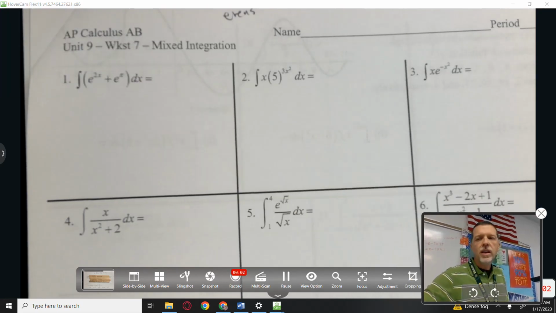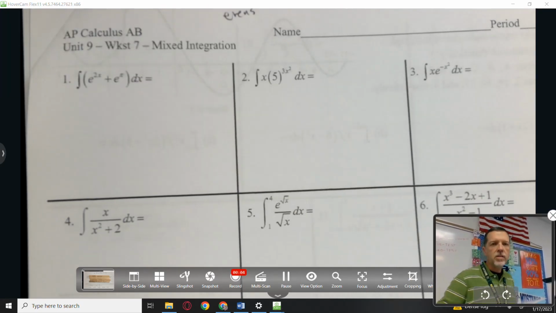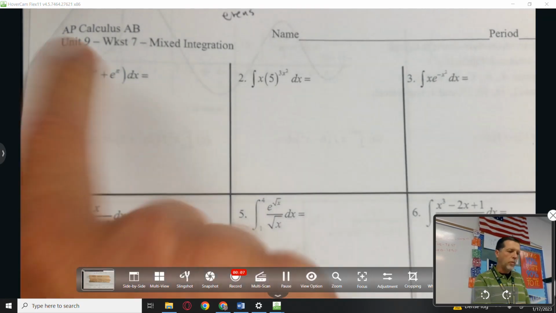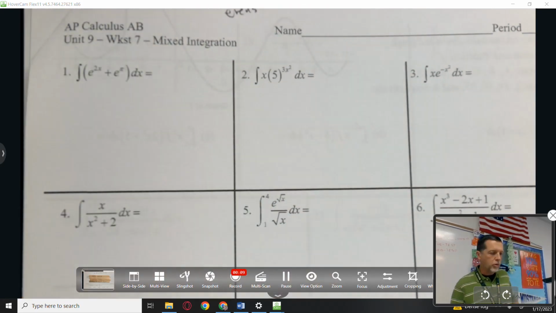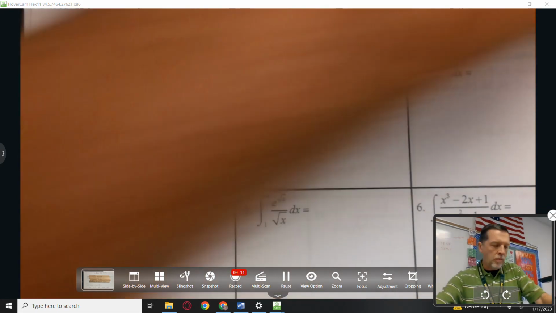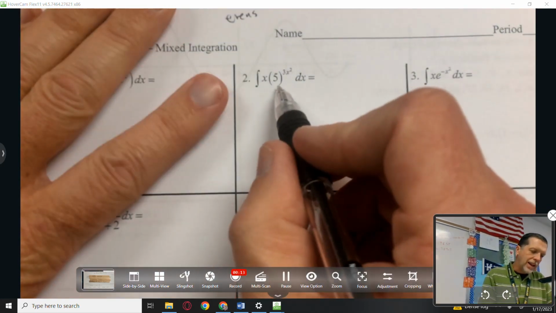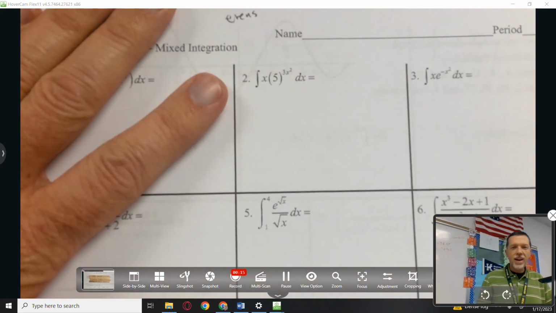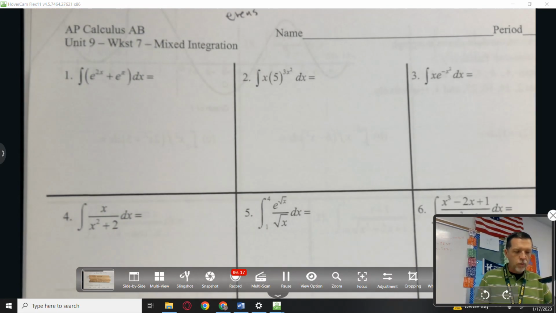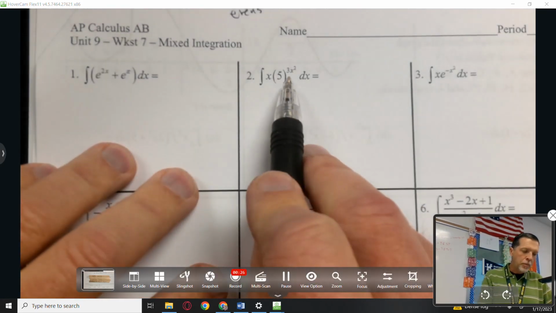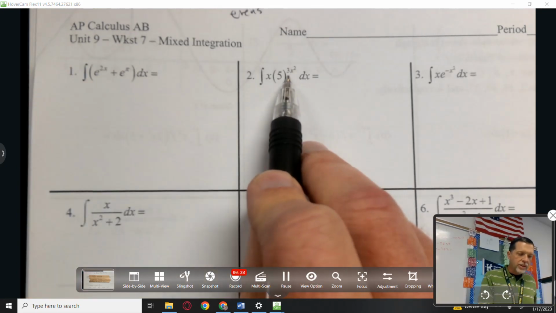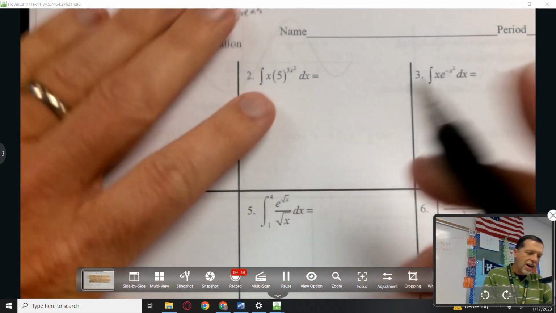All right, let's look at the evens on the review worksheet. Worksheet 7, mixed integration. I'll do all the evens. And I think I'm going to do these kind of fast because I know from experience what works well for u and du. You just got to do a lot of them until you get to the point where you start recognizing, like on number 2, the derivative of 3x squared is 6x. That's almost what I have.